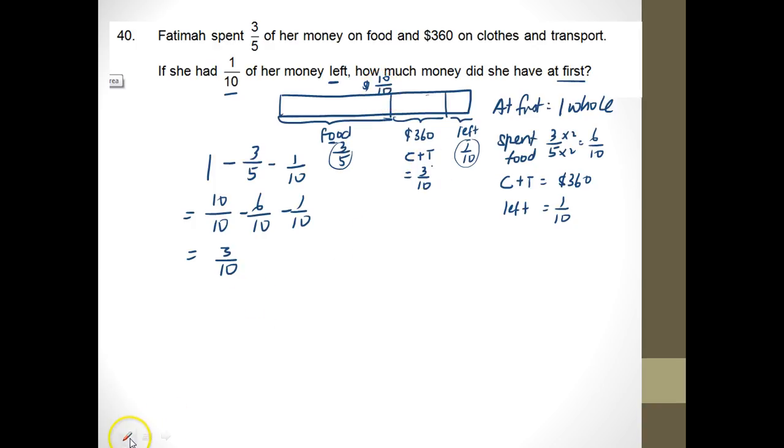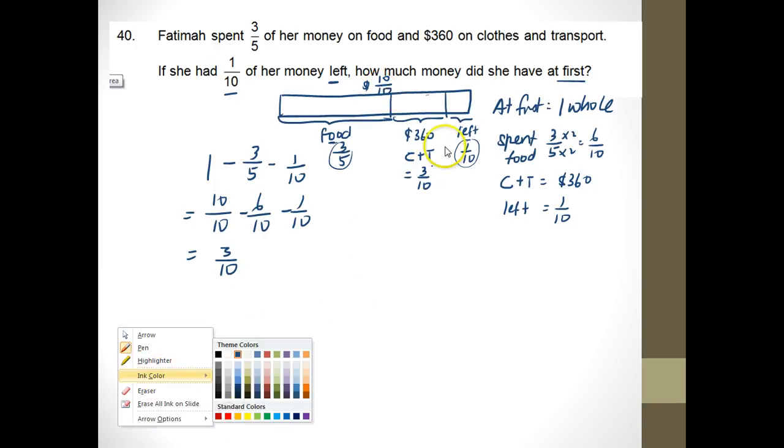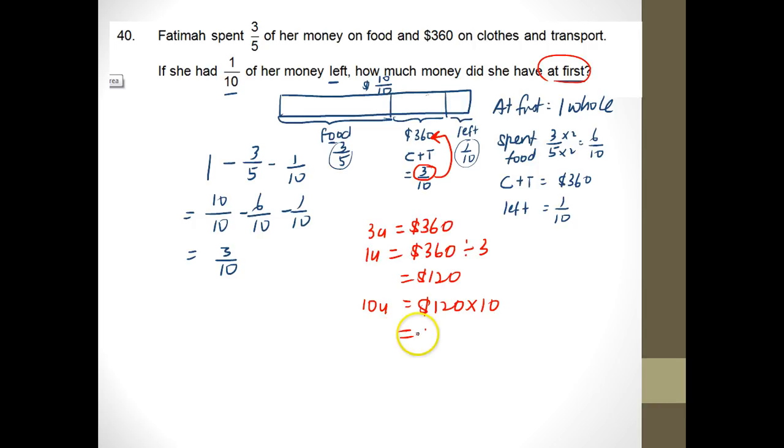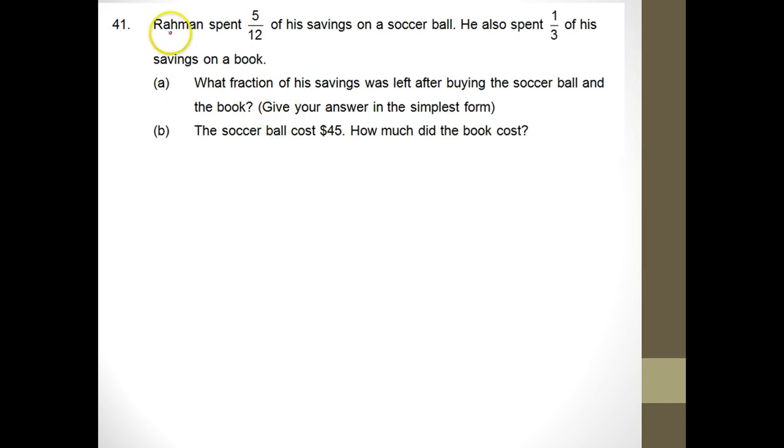So 3 units is my $360. 1 unit will be 360 divided by 3, which is $120. So I want to find how much money she had at first. At first is your 10 units. So 10 units will be 120 times 10, which is $1,200.